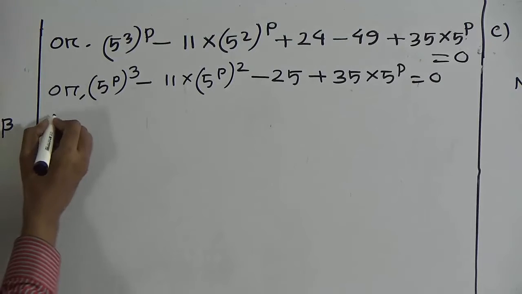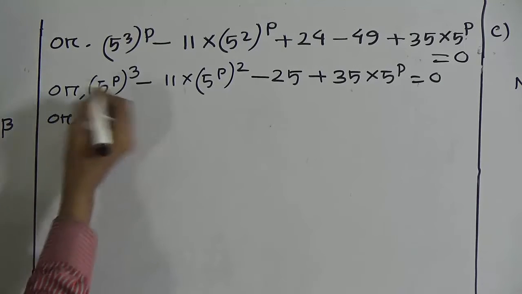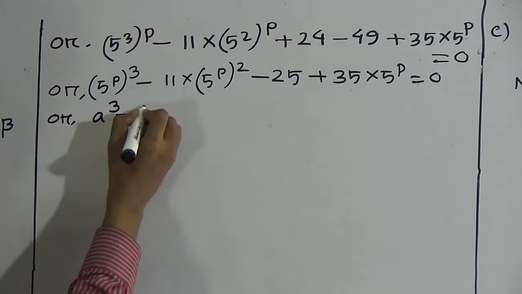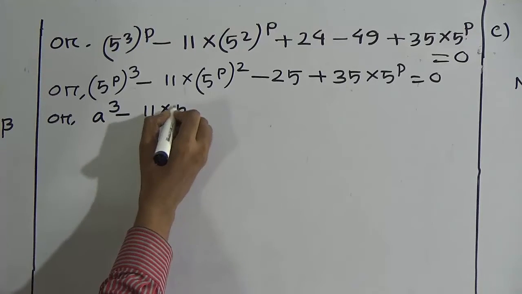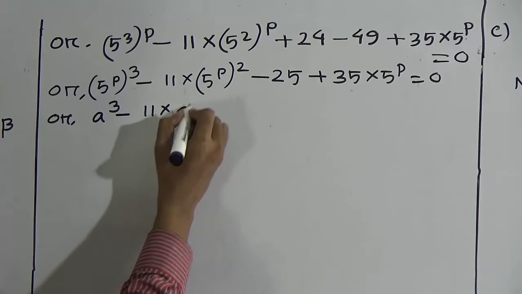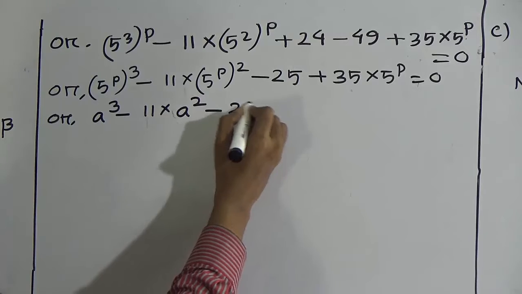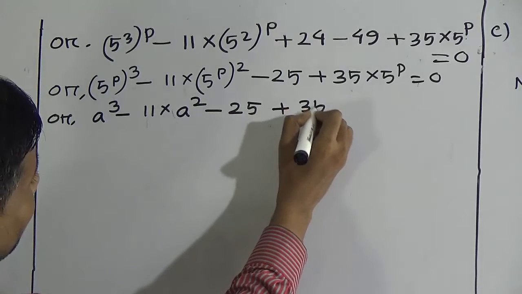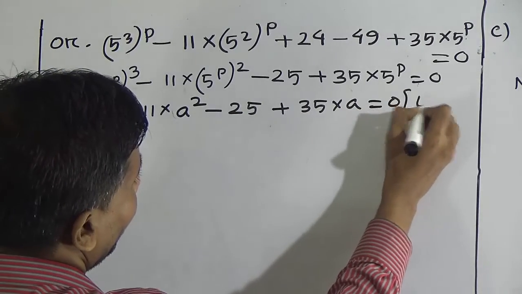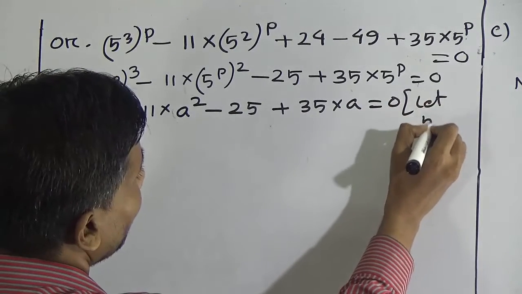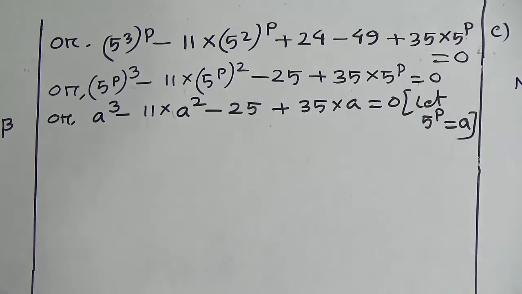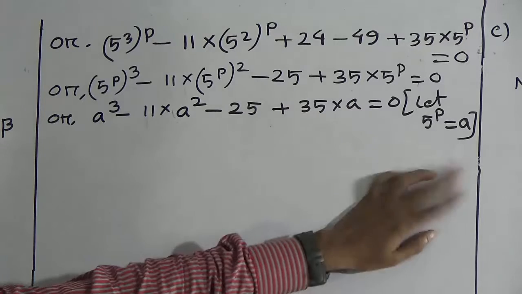Okay, student, look here. Now assume 5 power p equal to a. Then a power 3 minus 11 into 5 power p, means what? 5 power p means a square minus 25 plus 35 into a. Right, here 0. Let 5 power p equal to a. Student, look here, 5 power p equal to a.